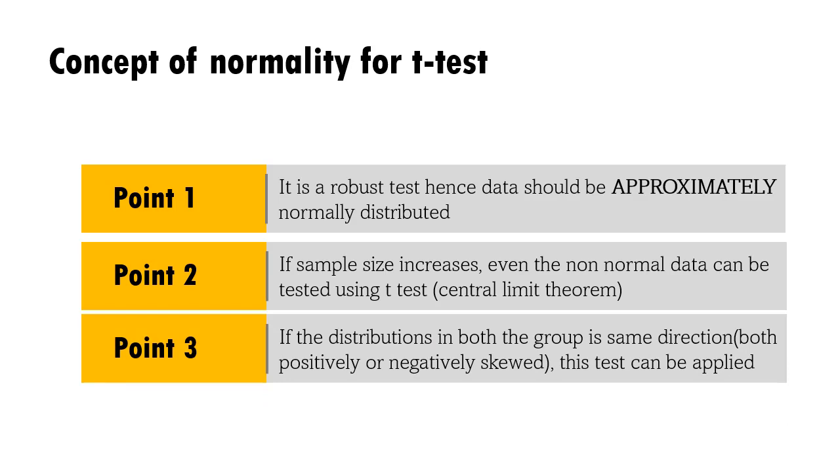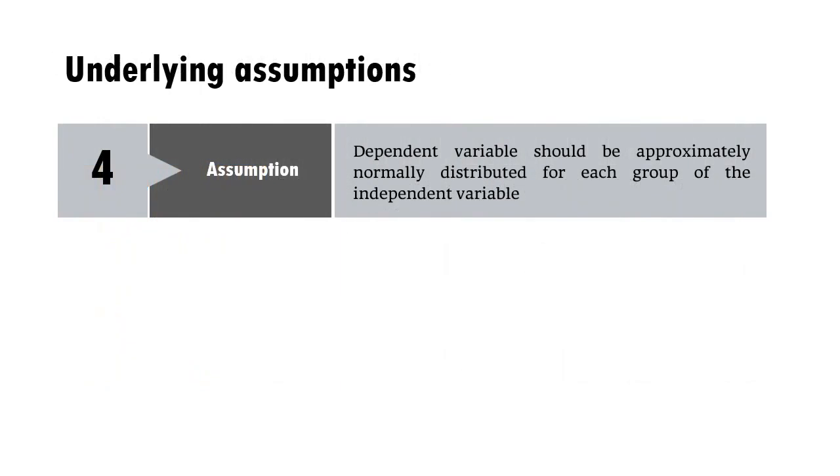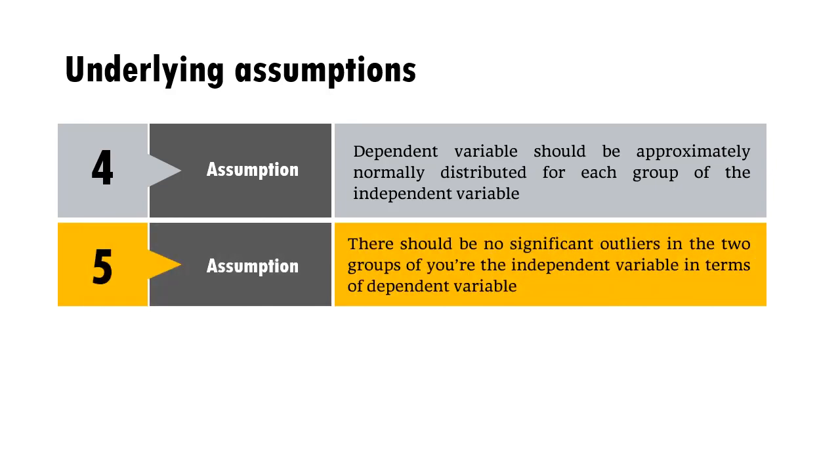If the data is not normally distributed, but you see the distribution and the direction of the distribution is the same in both the groups, that means it is positively or negatively skewed in both the groups, then this test can be applied. The next underlying assumption is that there should be no significant outlier in the two groups of the independent variable in terms of the dependent variable.